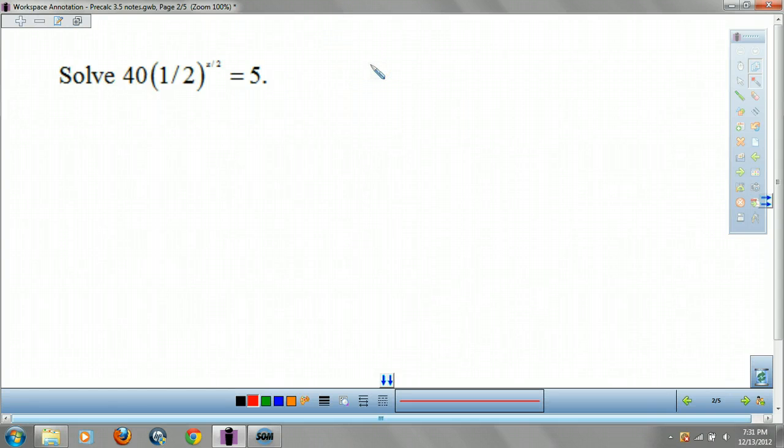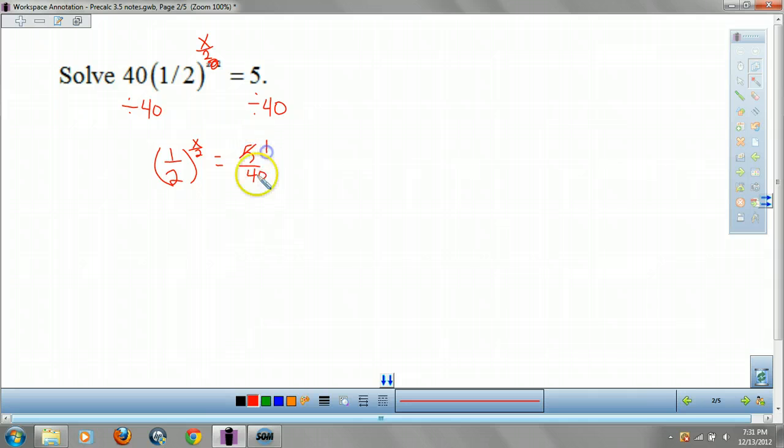Okay, I'm going to do this by popular request because we can't see this. This is x over 2, guys. So I have to solve this beast. Now I need to use that one-to-one property from before. The first thing I gotta do is divide by 40. Okay, so I end up with 1/2 to the x over 2 equals 5 over 40, which let's reduce. It's also known as 1/8, guys. No, I can't solve this yet. I need to get this to look like 1/2.